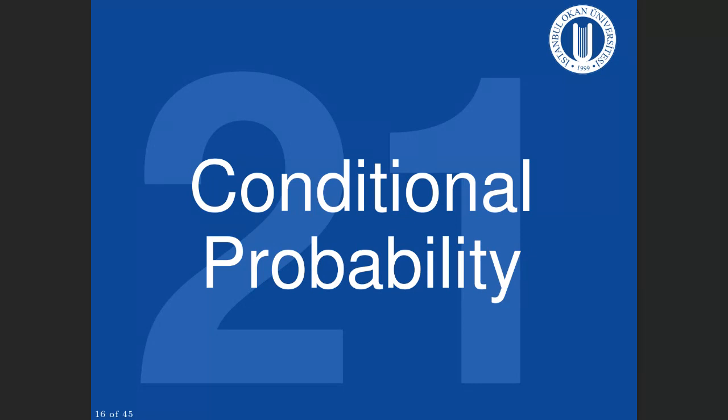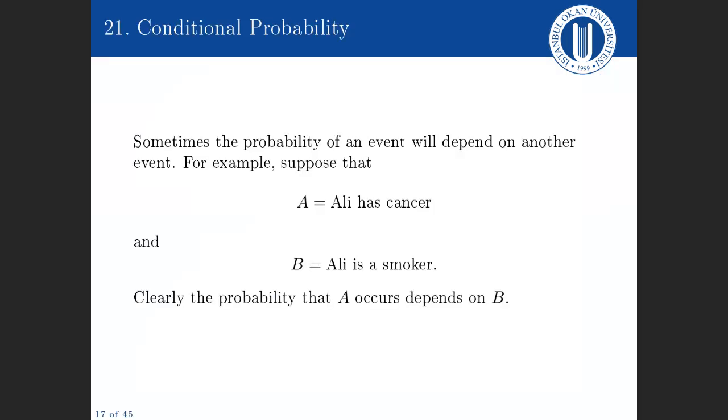Our second topic for this week's lesson is conditional probability. The idea here is that sometimes the probability of an event will depend on another event. For example, if A is Ali has cancer and B is Ali is a smoker, then clearly the probability that A occurs will depend on B. These are not independent events, as one will depend on another.